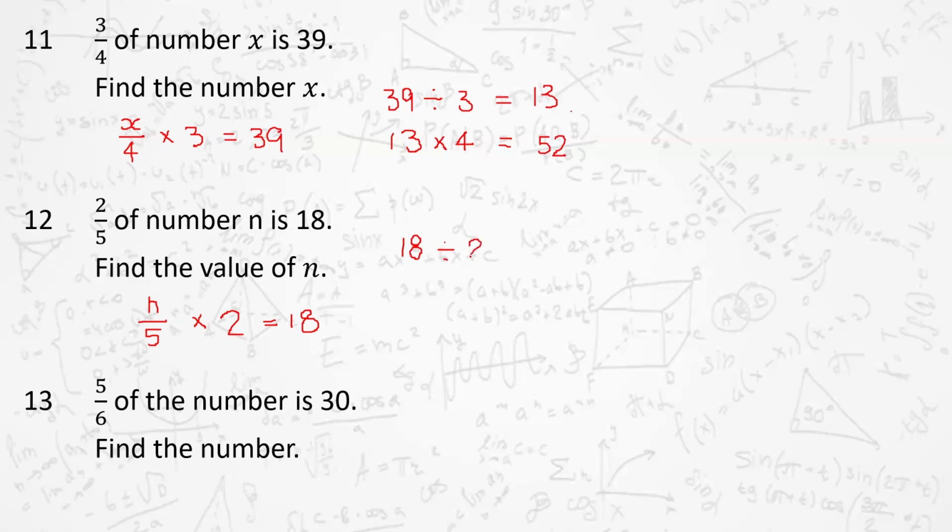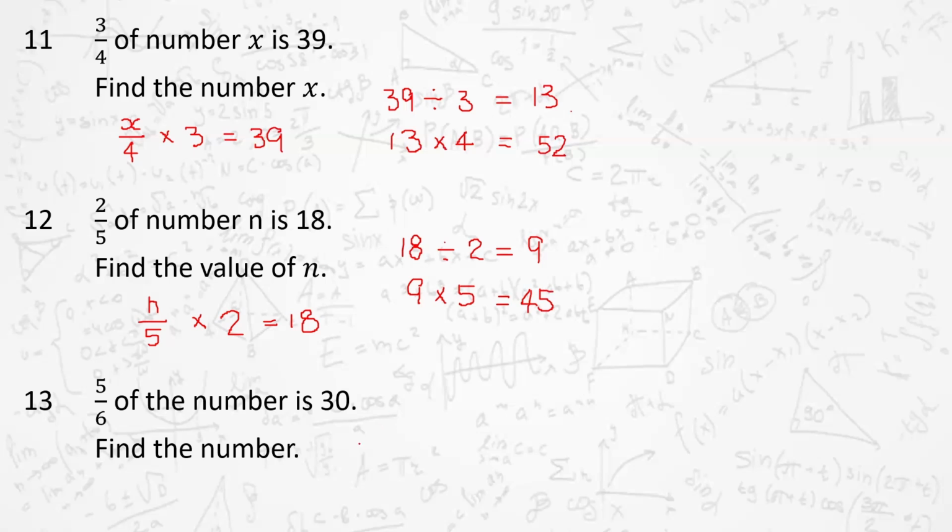Therefore, to find 1 part, we use 18 divided by 2, which gives us 9. Then the number n had 5 parts. So 9 times 5 gives us 45. So number n is 45.